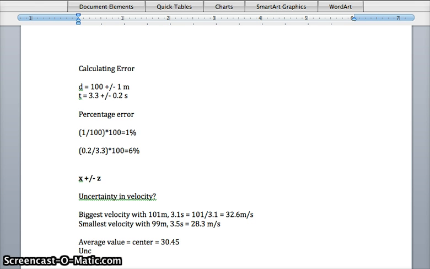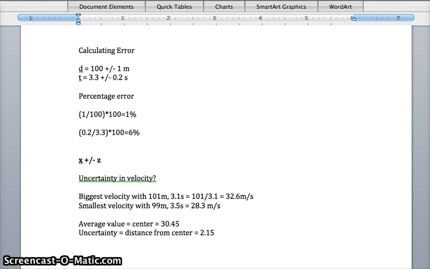And then the uncertainty is going to be the distance from the center, which is going to be 2.15. Now, we want to round up because we always want to overestimate uncertainty rather than underestimate it, so we would say 30.5 plus or minus 2.2 meters per second. That's the limits that we would give on what we know about the value of uncertainty. And so you want to be able to use this kind of approach throughout the year.